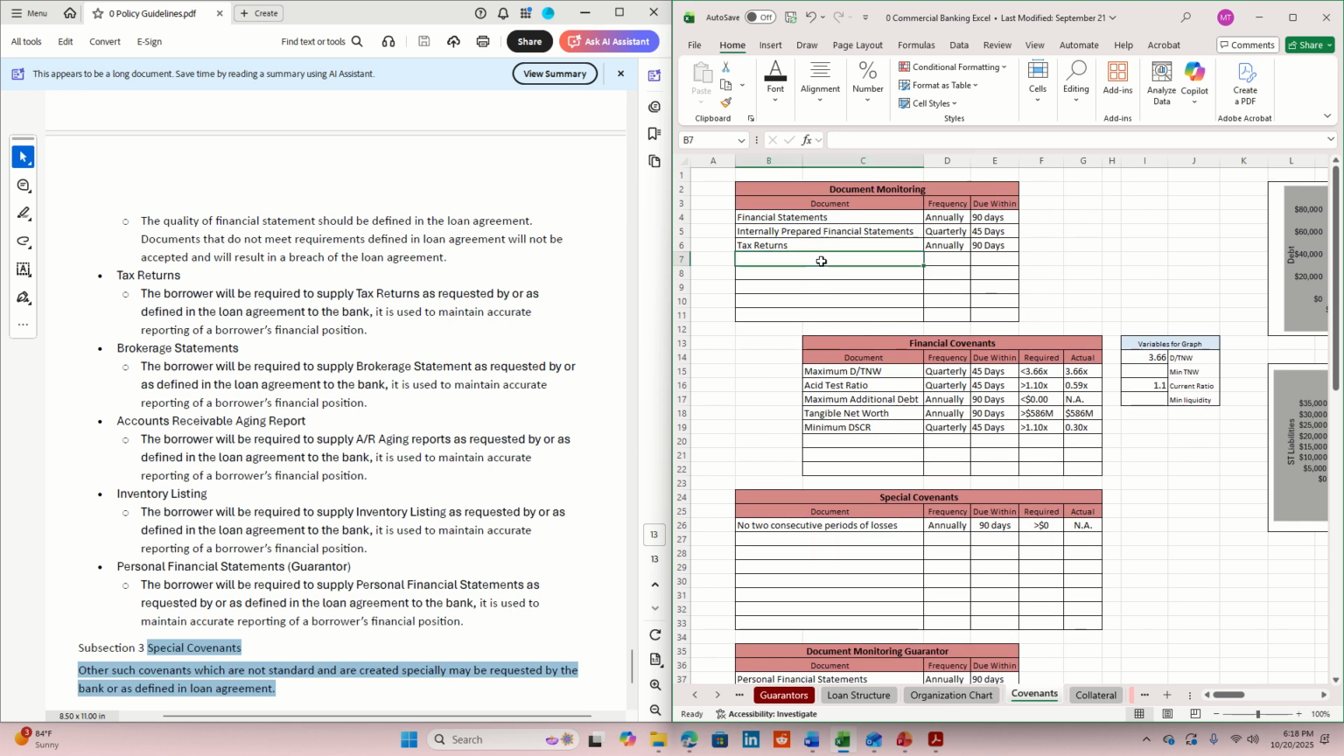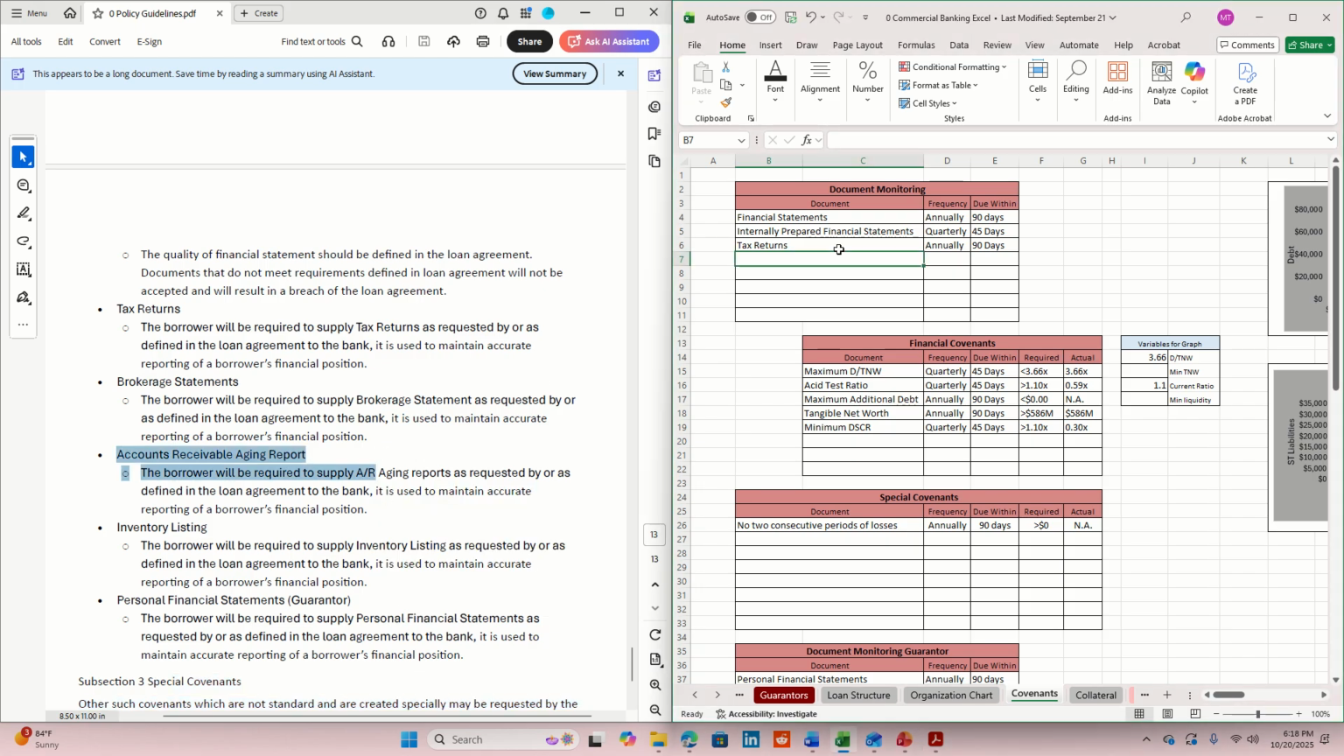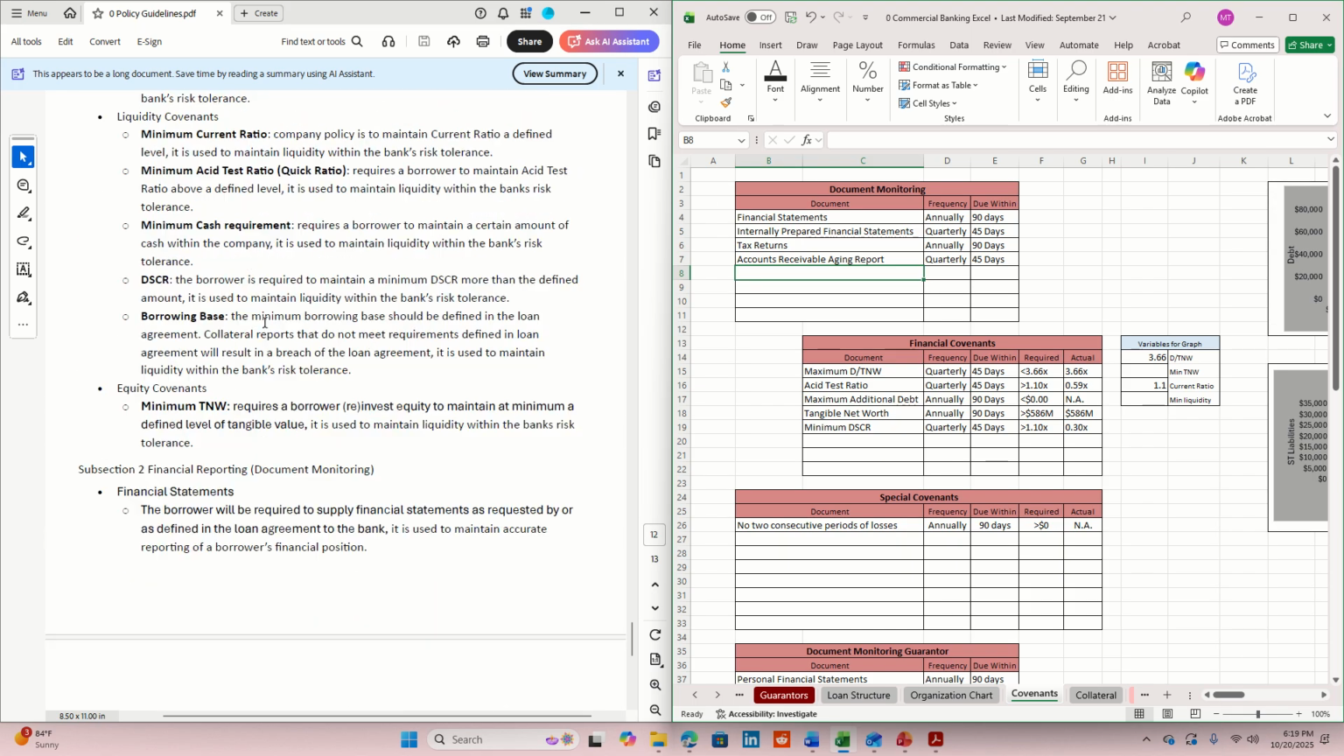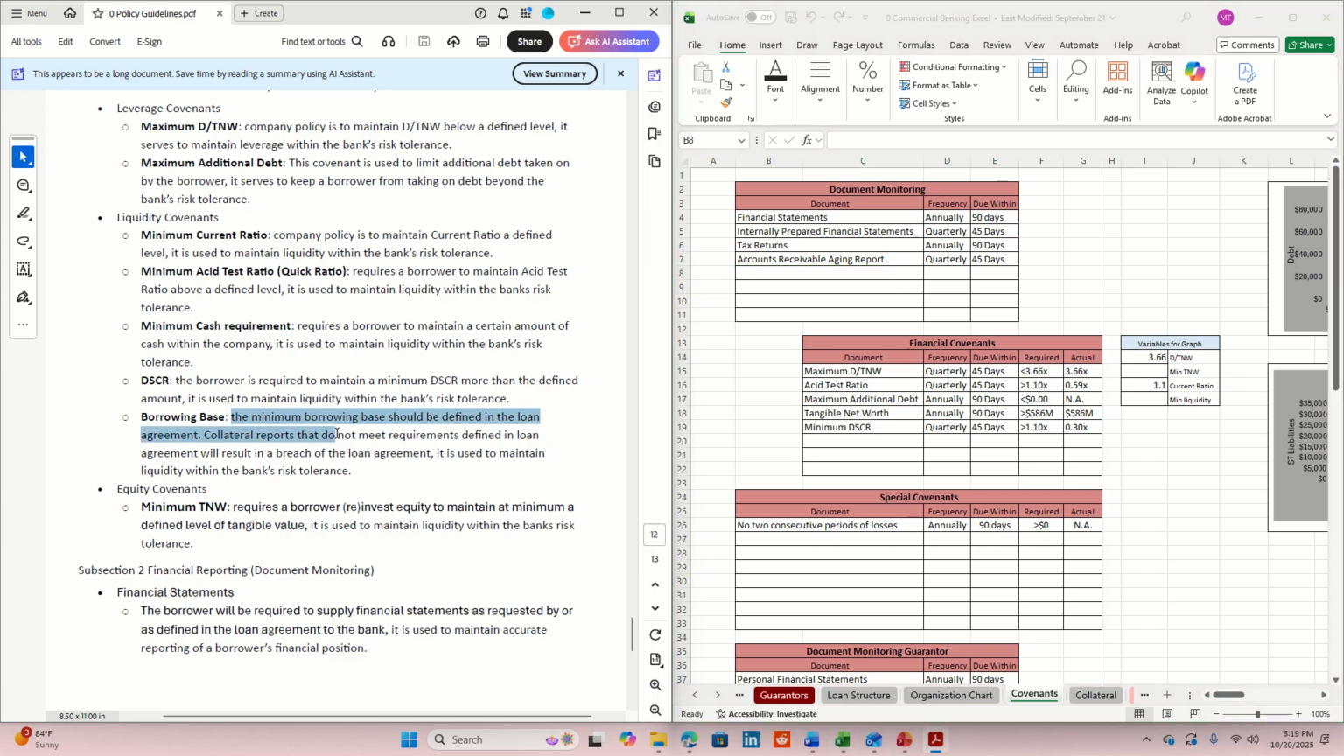Okay, so now where are we at? We're going to need an accounts receivable aging report. And we're going to say do quarterly within 45 days. And then just for you guys who have inventory, you're going to require an inventory listing. And it should be due within the same timing as your accounts receivable. Okay? And for those of you who have those, you're also going to require a borrowing base.